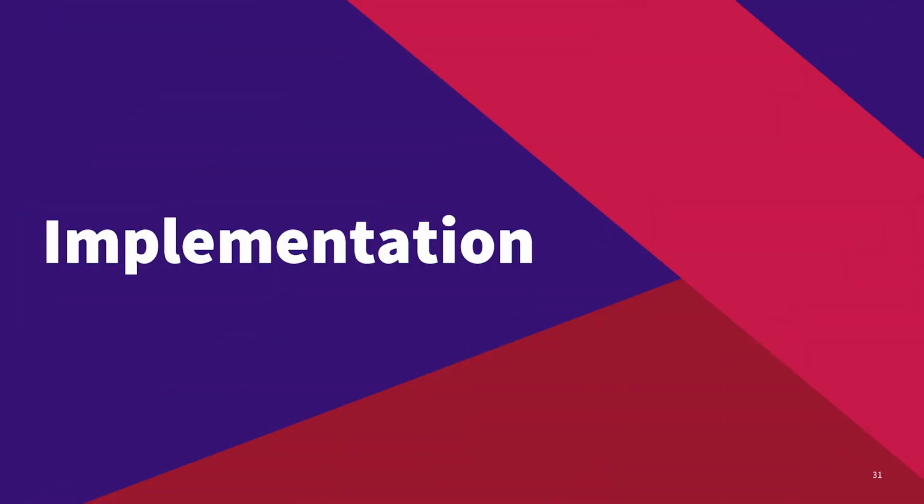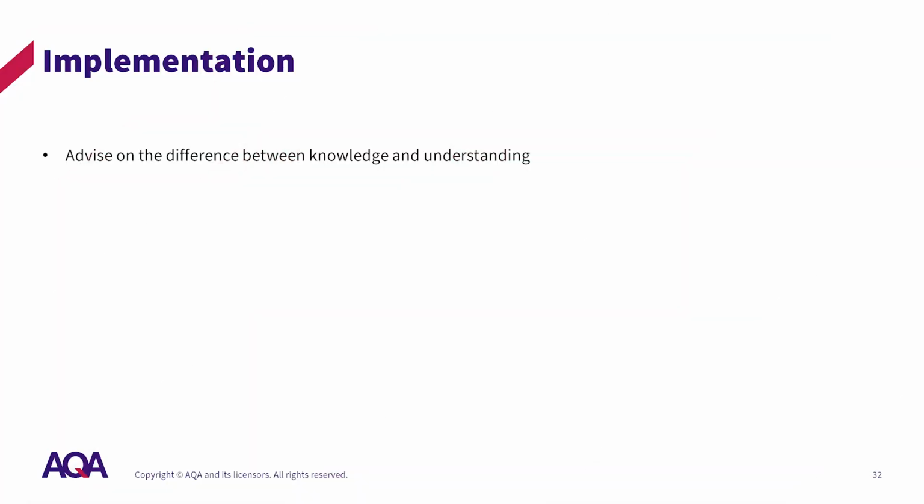To finish the session, here are some of the key learning points that you could use to inform your teaching. Firstly, make sure that students understand the difference between knowledge and understanding. Every series, many students do not achieve the second AO1 mark on a 2-mark question because they only demonstrate knowledge and do not go on to show understanding by clearly explaining the point they've made.